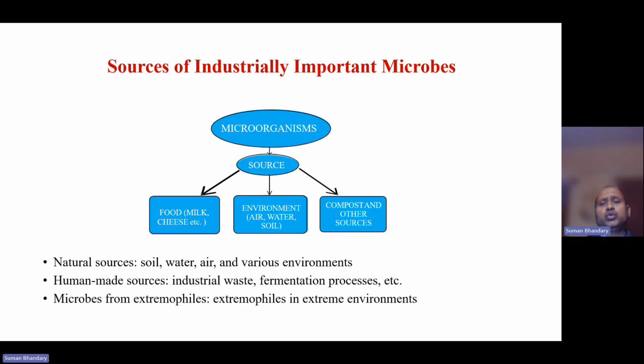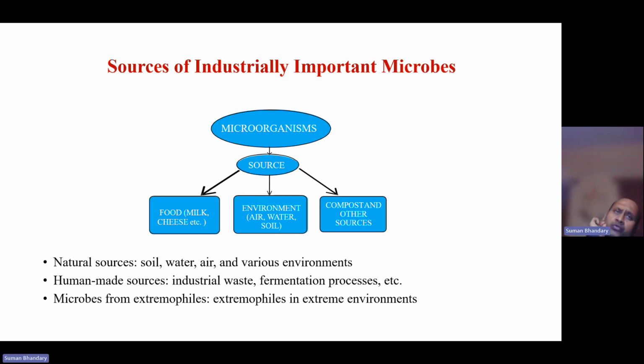Now, we need to know what type of microorganism we can consider as an industrially important microorganism. That means what kind of desirable traits should be present inside those microorganisms, then we can consider them as industrially important microorganisms. So a microorganism used in an industrial process must have other features besides just being able to produce the substance of interest in high yield.